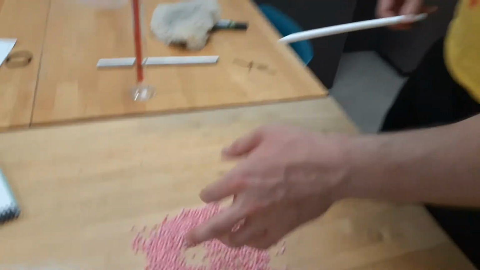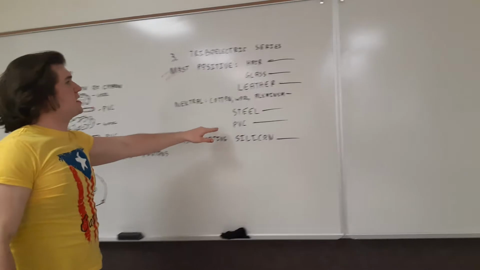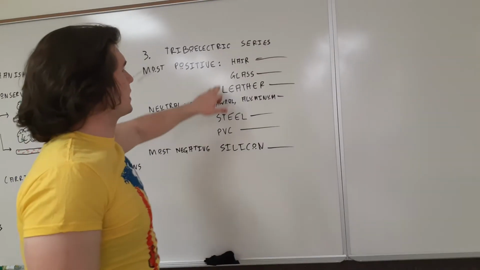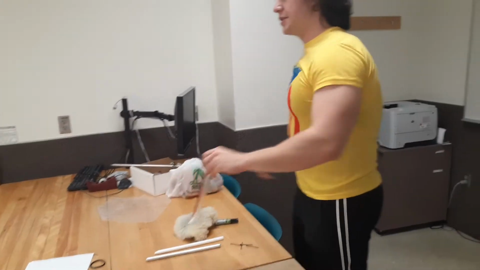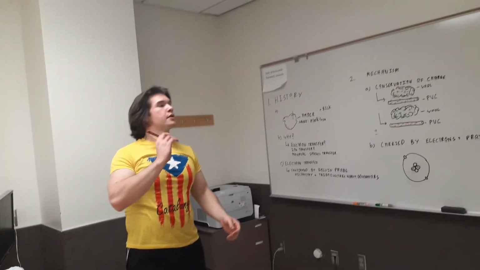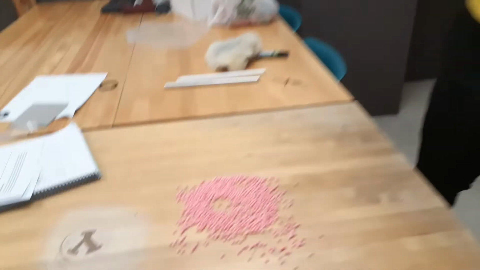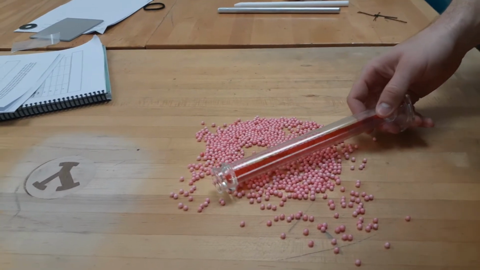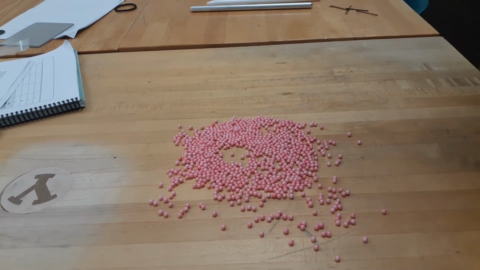All right, now here's the interesting thing. If we switched out our PVC pipe for something like glass, and we rubbed that in my hair, since there's very little separation between hair and glass on the triboelectric scale, you're going to see a much smaller effect if we see one at all. Let's see if the little beads even move at all. Not even shifting. A little bit on the ends, maybe just a little bit.